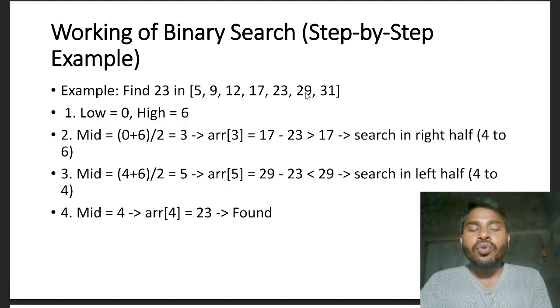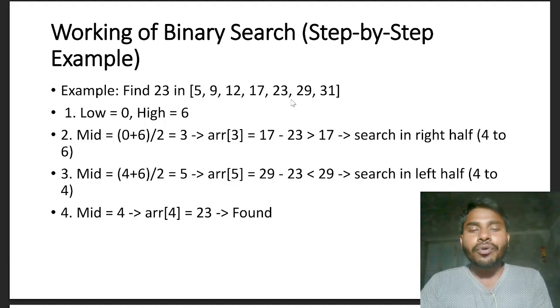So what do we have to do? We have to update the right index, the high index. Now high will point to 5 minus 1, which is 4. Again we repeat the same process and find the mid. Now low is 4 and high is also 4, so 4 plus 4 divided by 2 is 4.